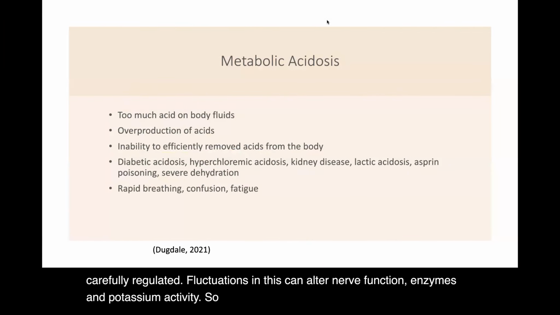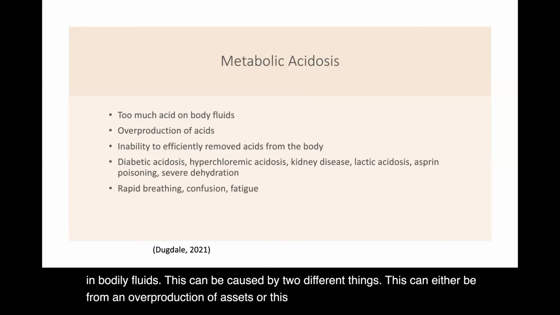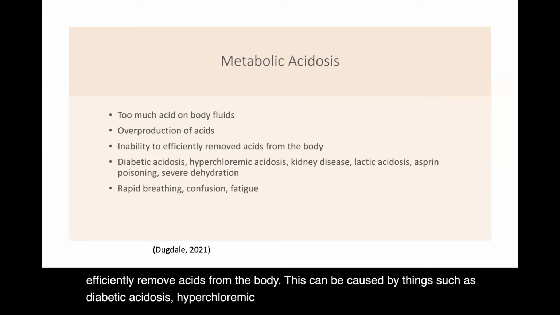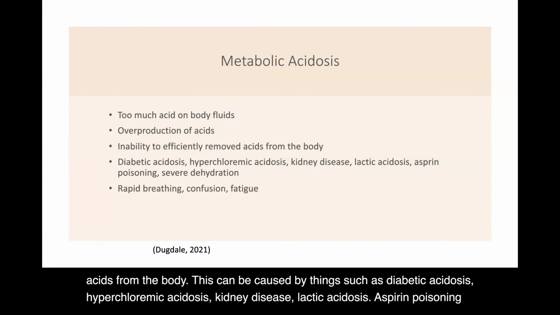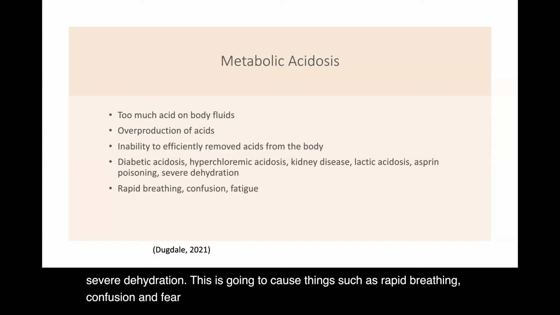So metabolic acidosis is when there's too much acid in bodily fluids. This can be caused by two different things. This can either be from an overproduction of acids, or from an inability to efficiently remove acids from the body. This can be caused by things such as diabetic acidosis, hyperchloremic acidosis, kidney disease, lactic acidosis, aspirin poisoning, or severe dehydration. This is going to cause things such as rapid breathing, confusion, and fatigue.